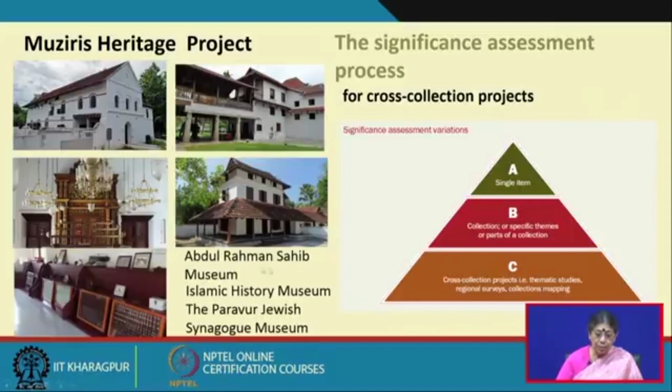So, this one is the Abdul Rahman Shah Museum, the Islamic History Museum, which has now been converted into a museum, and the Paravur Jewish Synagogue Museum, all are there, and they are spread in a region along with the water body and the natural landscape. The different types of communities, their places of worship, their architectural style, all of them contribute to a cross collection project, because this shows how different religions and cultures from far away places, and they also have found Roman coins and other things, contributed to the making of the Muziris style.